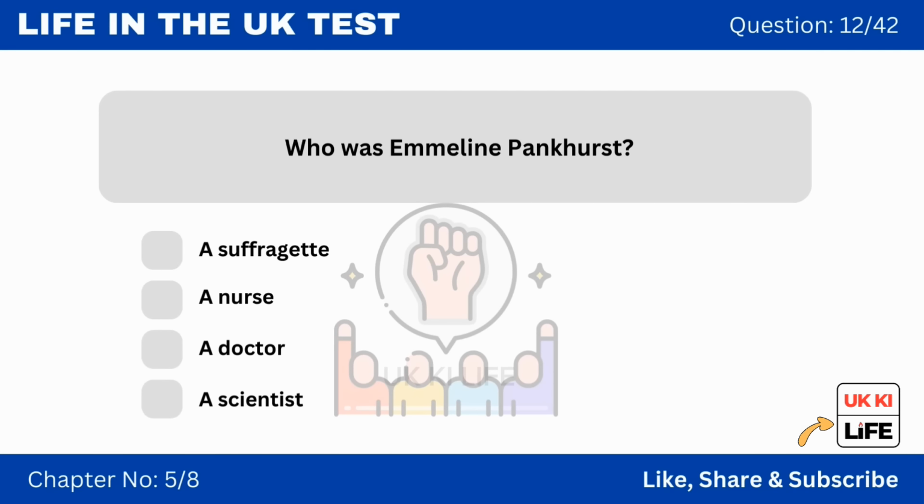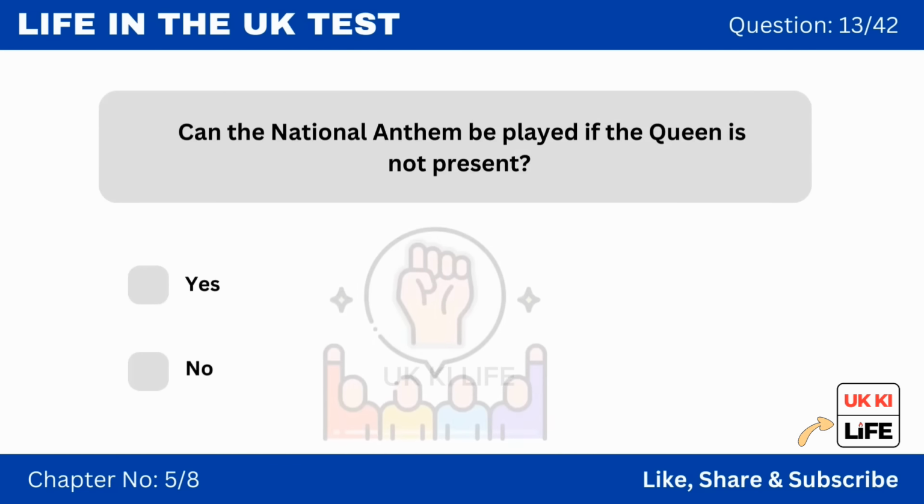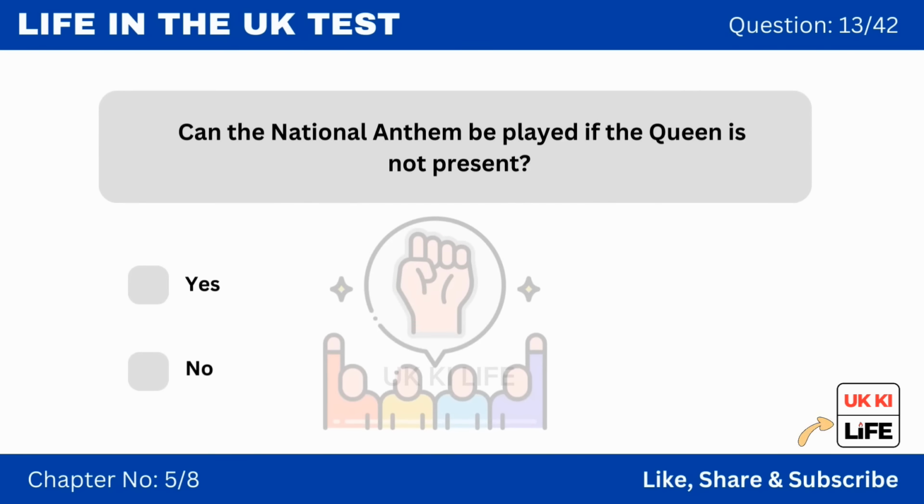The correct option is A. Explanation. Emmeline Pankhurst was born in Manchester in 1858. She set up the Women's Franchise League in 1889, which fought to get the vote in local elections for married women. In 1903, she helped found the Women's Social and Political Union, WSPU. This was the first group whose members were called suffragettes. Question 13. Can the national anthem be played if the Queen is not present? Yes. No.